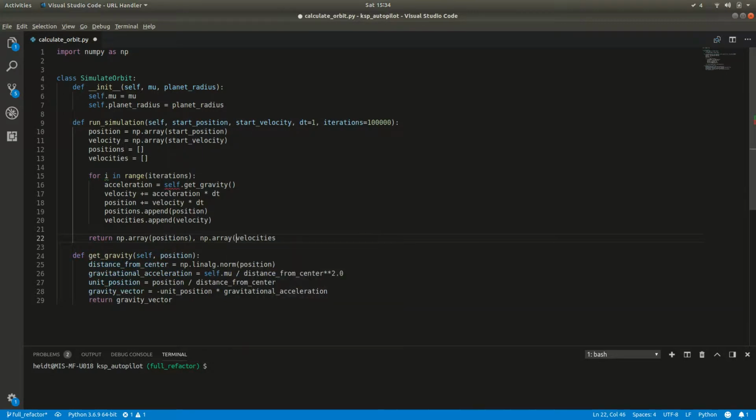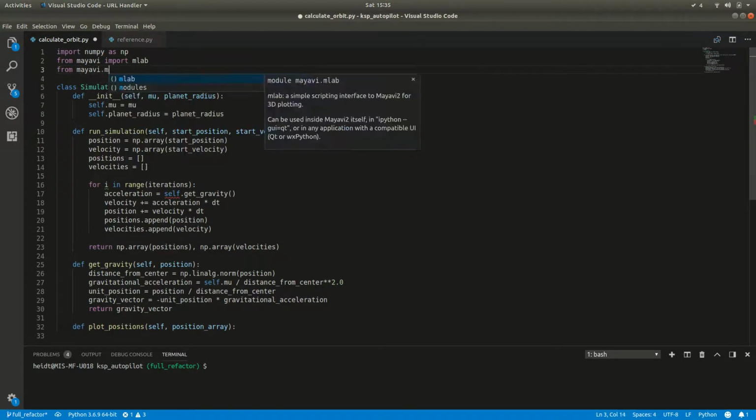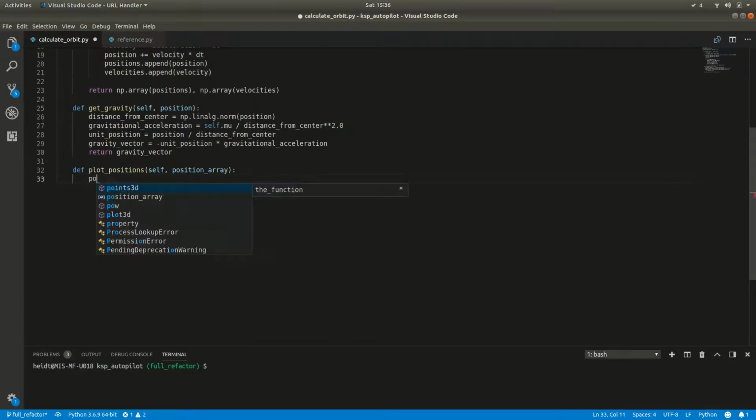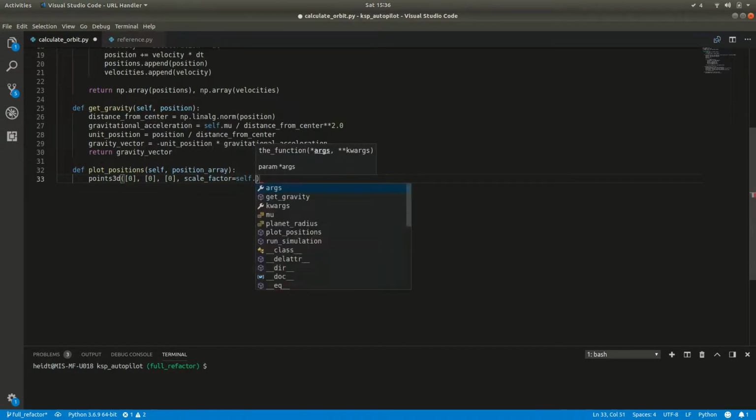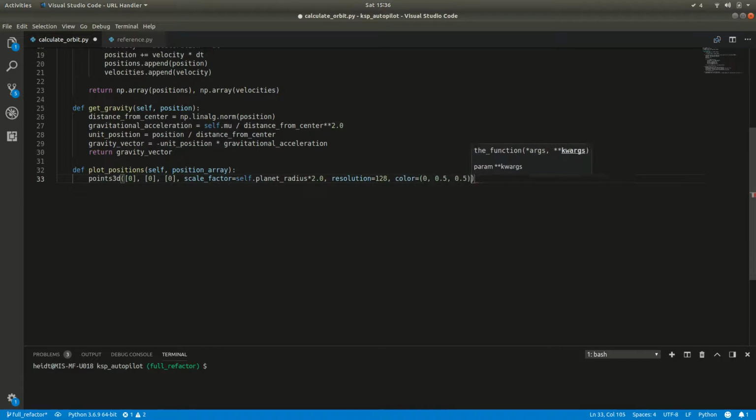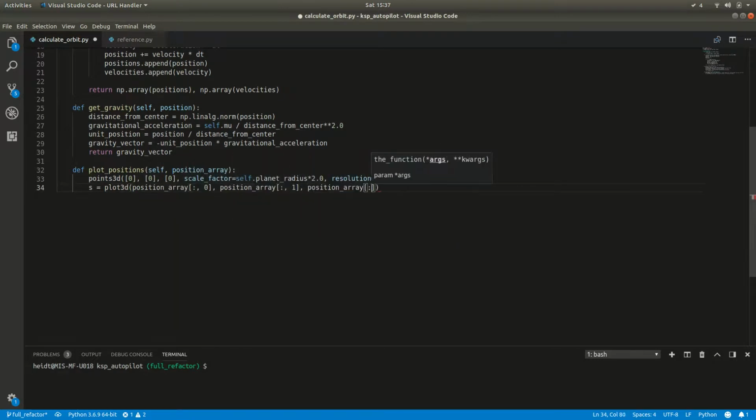Okay, I want to plot this out to make sure it looks right. I'll use the Mayavi library to make a simple 3D plot of the list of positions we just calculated. I'll plot a sphere in there too to show the planet. Alright, finally, let's make a test case.